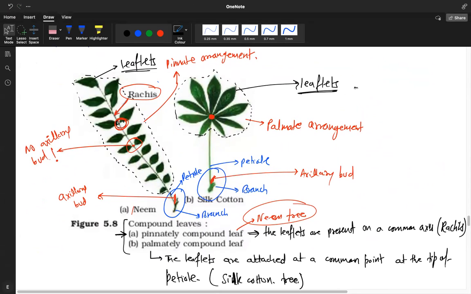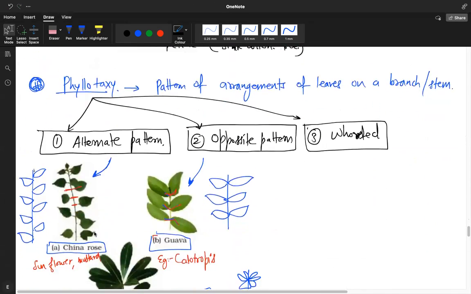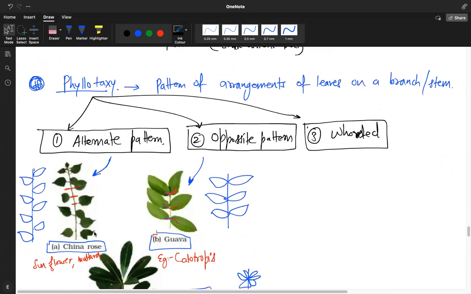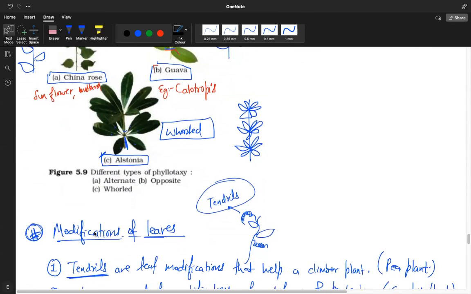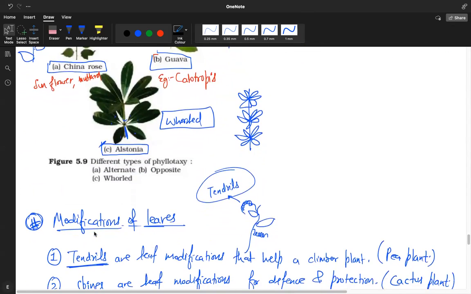Phyllotaxy is the pattern of arrangement of leaves on a branch or a stem. There are three types: alternate, opposite, and whorled. In alternate pattern, a single leaf arises at each node, example China rose. In opposite, a pair of leaves arises at each node, guava as example. In whorled pattern, more than one leaf arises from a single node, example Calotropis.